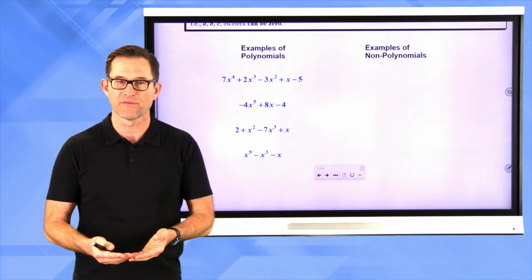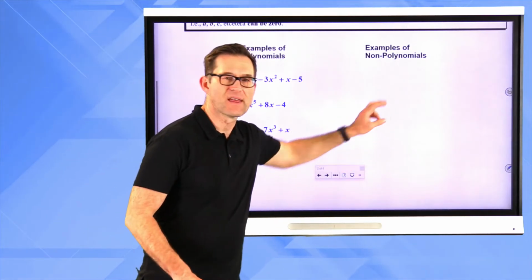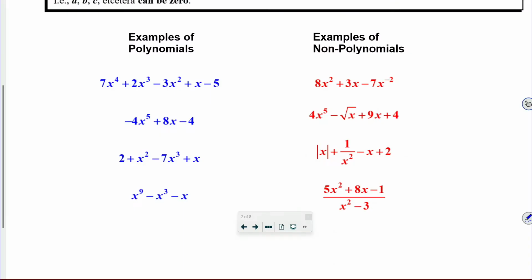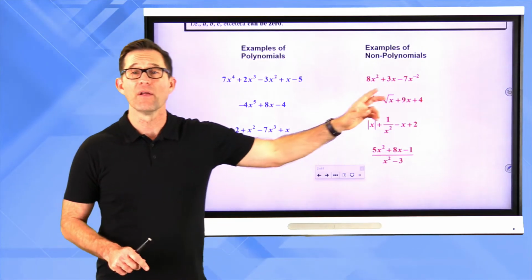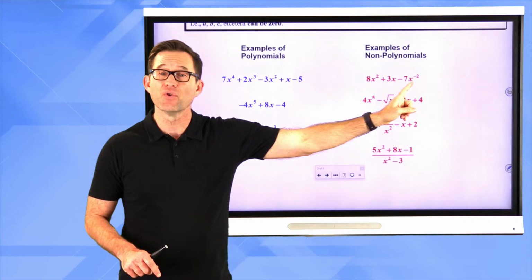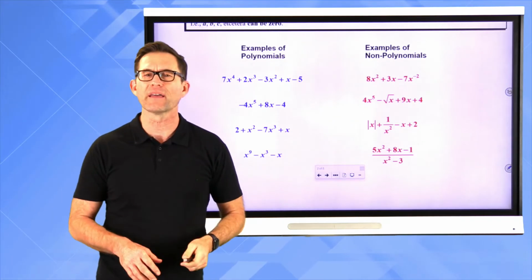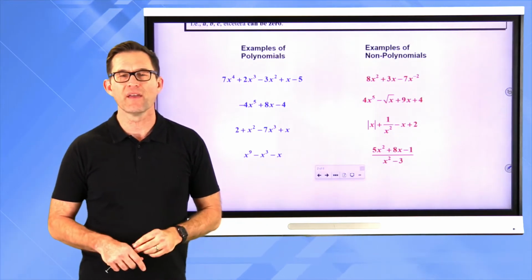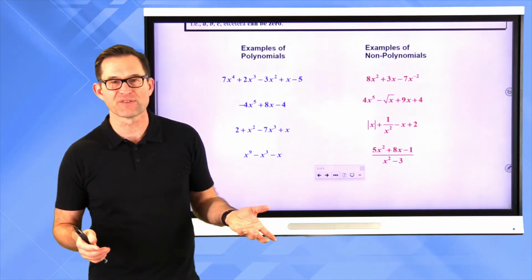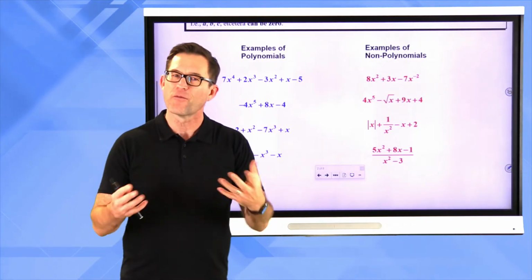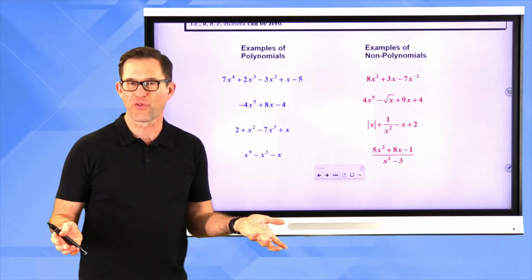They're all positive. Now, compare and contrast that with examples of non-polynomials. The first one, 8x squared plus 3x minus 7x to the negative 2. What truly makes that one a non-polynomial is that exponent of negative 2. That means it's not a polynomial. Polynomials are kind of like integers; they can't have any fractional parts to them. But x to the minus 2 is 1 over x squared. That's a fractional part. It's like a hundredth, if you will.